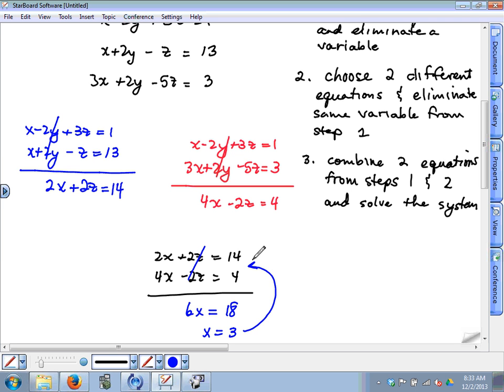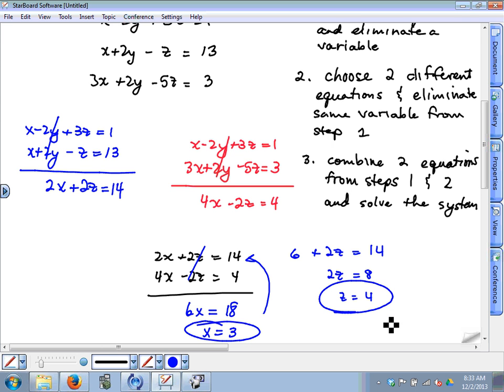So if x is equal to 3, then choose one of these equations from this middle step here to solve for z. So I'm going to choose this top one. That becomes 2 times x, which is 2 times 3. So that's 6 plus 2z is equal to 14. Subtract 6 on both sides, and you get 2z is equal to 8. And you get z is equal to 4. So we have x and we have z.